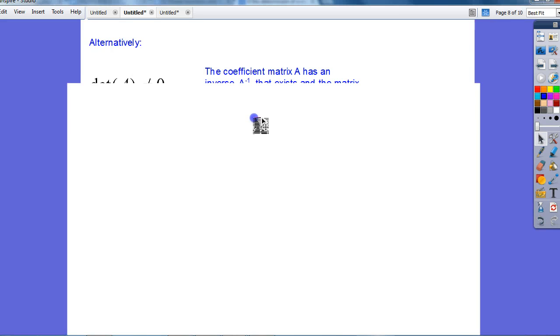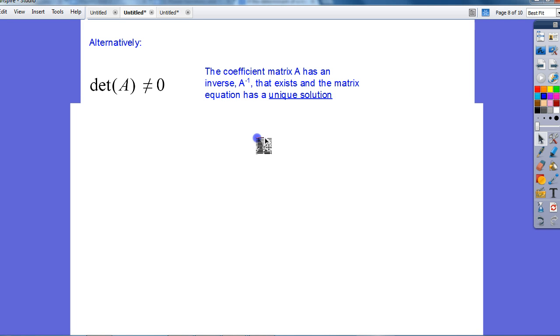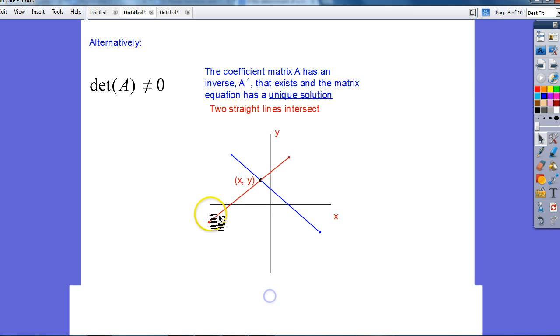Alternatively, what about the situation when the determinant of A does not equal 0? It has some real number. The coefficient matrix A will then have an inverse, A to the power of -1, an inverse that exists, and the matrix equation will then have a unique solution. That means the 2 straight lines are going to intersect. You're going to have an intersection point just like that, and this is the xy values that we're trying to work out.